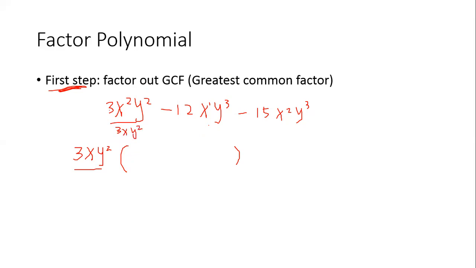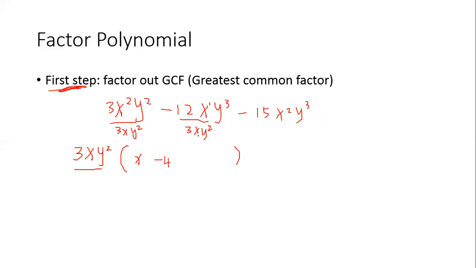3 divided by 3 is 1, x squared divided by x is x. So it's 1x. y squared divided by y squared is 1, not y to the power 1, just the number 1. So you get 1x, so just x. And do the same thing for the second one, divided by 3xy squared. Negative 12 divided by 3 is negative 4.